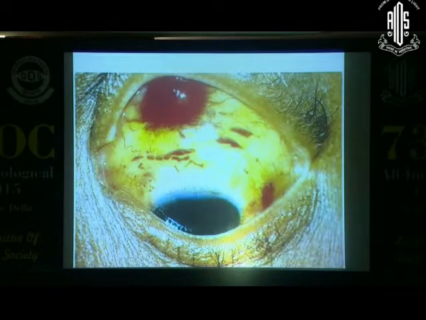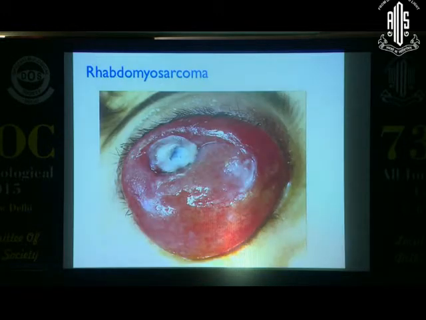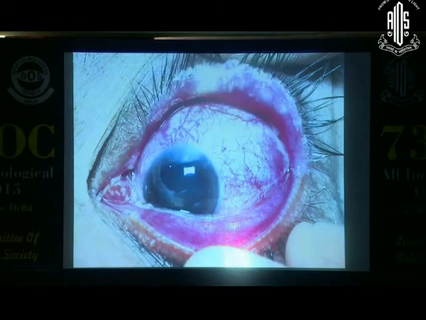Now, any diagnosis? Very vascular lesion, malignant. Kaposi sarcoma. So it's usually seen in immunocompromised patients. Sometimes, very rarely, this can be the first manifestation in an immunocompromised patient. Presents as a subconjunctival hemorrhage or a hemorrhagic conjunctivitis. Rhabdomyosarcoma very rarely can present in the conjunctiva, most commonly with the embryonal type. The botryoid usually can present as a fornix mass also.